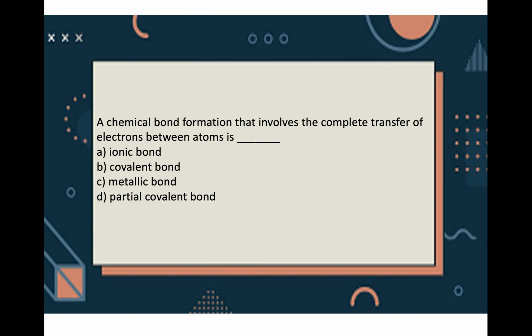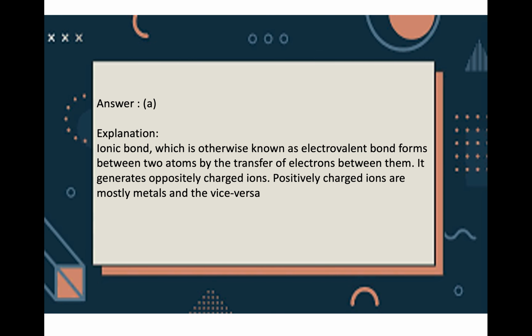Now, the chemical bond formation which involves a complete transfer of electrons between atoms is A, ionic bond, B, covalent bond, C, metallic bond and D, partial covalent bond. So A, ionic bond is the correct answer. Ionic bond is also known as electrovalent bond, which forms between two atoms by electron transfer between them. So it normally generates oppositely charged ions. Positively charged ions are mostly metals and vice versa.